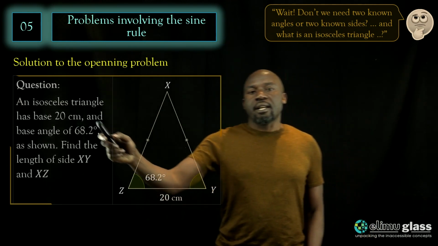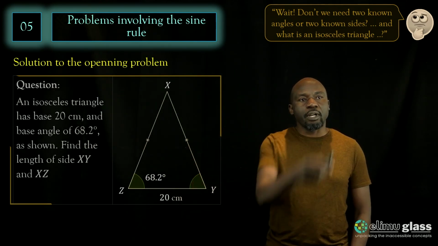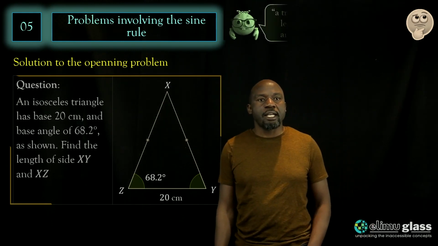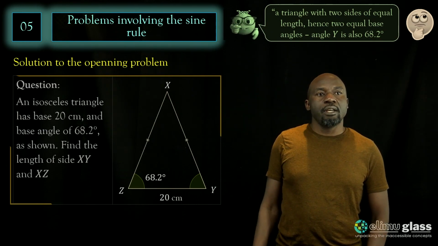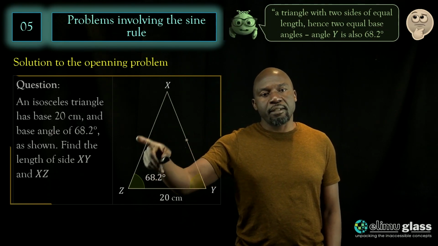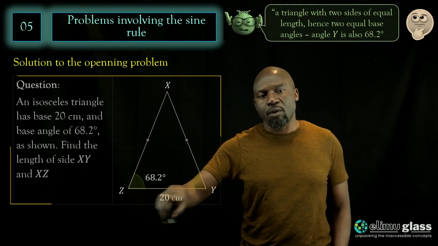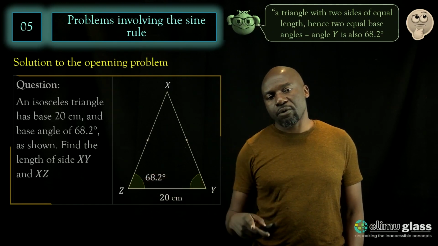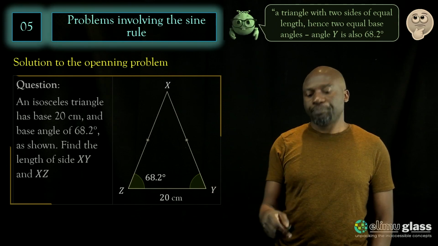Well, this is an isosceles triangle. And what is an isosceles triangle? Mr. Sharp there says an isosceles triangle is one with two sides of equal length. All right, so we can see that we have two equal lengths there. And if these two sides are equal and we join them with a side YZ, then the base angles must be the same. So if this is 68.2, then this also has to be 68.2.